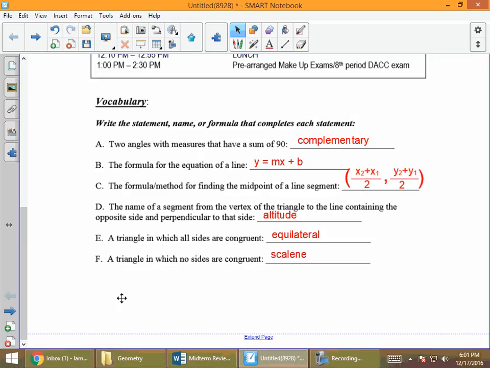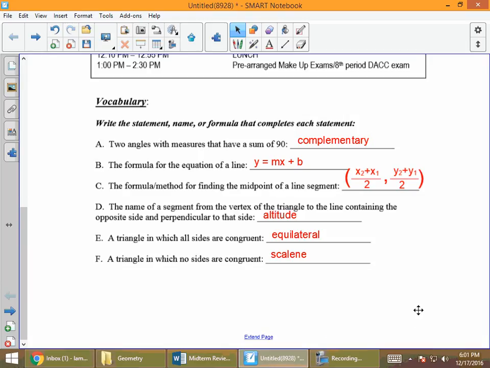If you remember, this is the one where your arm kind of makes the muscle, and you will get compliments on that muscle, so that's 90 degrees. The formula for the equation of a line, we talked about y equals mx plus b. The formula for finding the midpoint of a line segment, that's finding the average of the x's, so add the x's up and divide by 2. That is the first half of the point. And then the second half, the y value, will be found by finding the average of the y's. Add up the two y's and divide by 2.